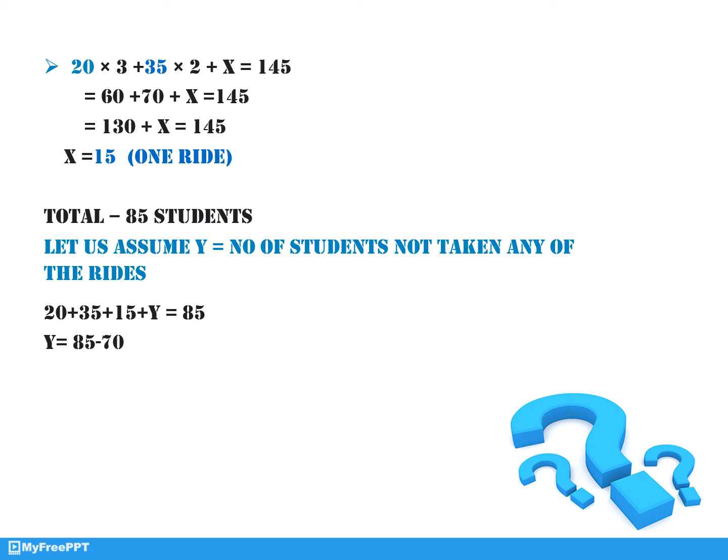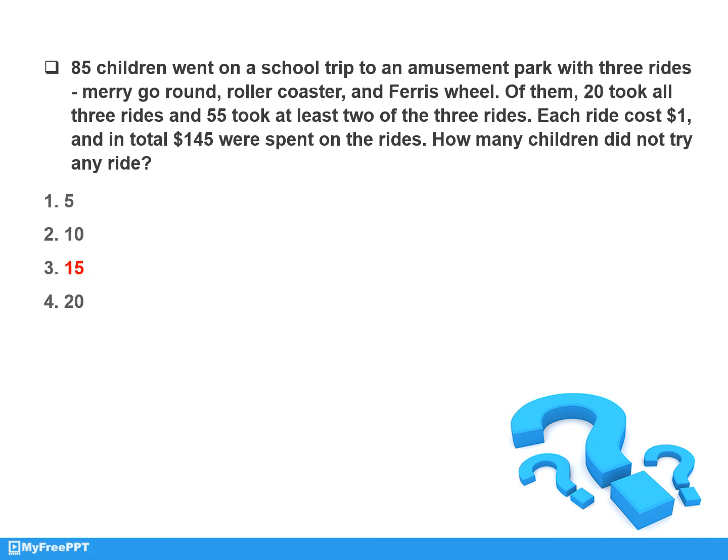From this equation we can find that y is equal to 15, that is, 15 students did not take any of the rides. So the answer is option 3.